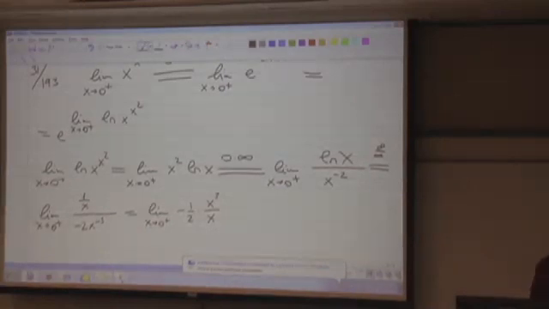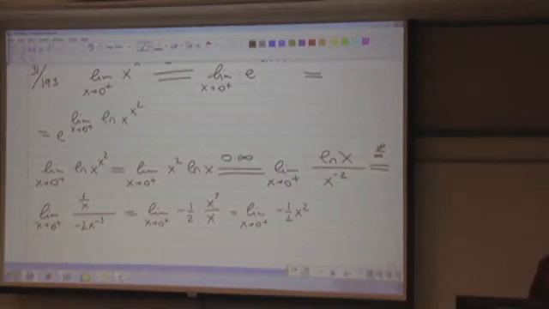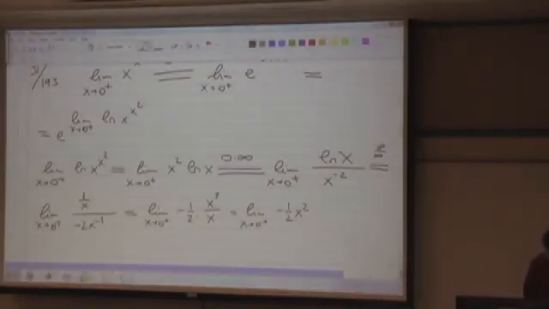So now that just becomes the limit as x goes to 0 plus of minus 1/2 times x squared, which becomes 0, right? So what is our answer? E to the 0, which is equal to 1.